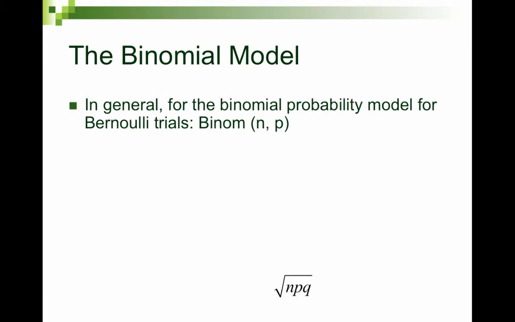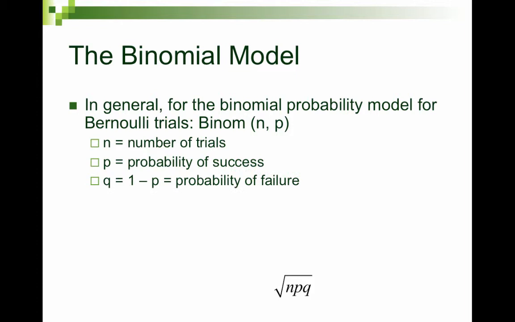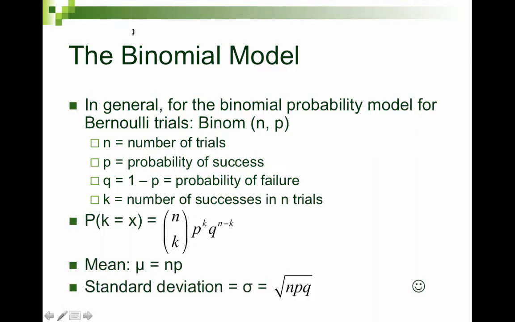In general, the binomial model for Bernoulli trials is going to have the notation of binom, then in parentheses, number of trials, probability of success. Again, n is your number of trials, p is your probability of success, q, which is 1 minus p, is the probability of failure. k is going to be the number of successes out of your number of trials. Therefore, the probability that x equals your number of successes is going to be n choose k times p to the k times q to the n minus k.